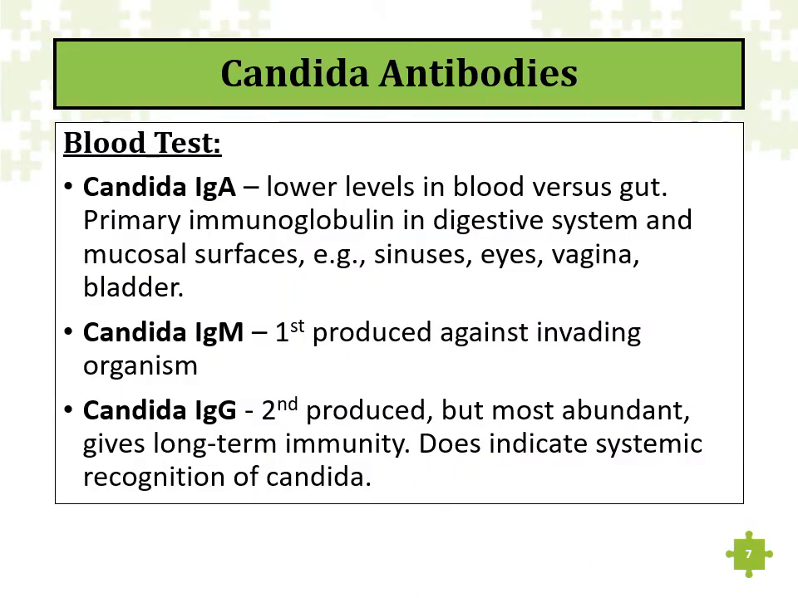So there are a number of tests that can be done. We talk about within the Candida Mastery Course. One of them will be blood testing, looking at IgA, IgM, IgG antibodies. IgA is mostly produced in an abundant amount within the digestive system. We produce IgM and IgG throughout the body. IgM is the first antibody that's actually produced. IgG gives us that more long-term immune recognition. But it's possible to have IgG elevated, indicating systemic reactivity secondary to invasive Candida.